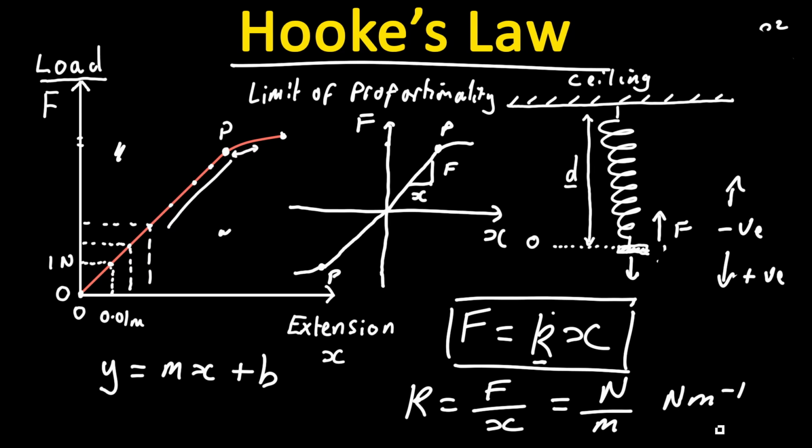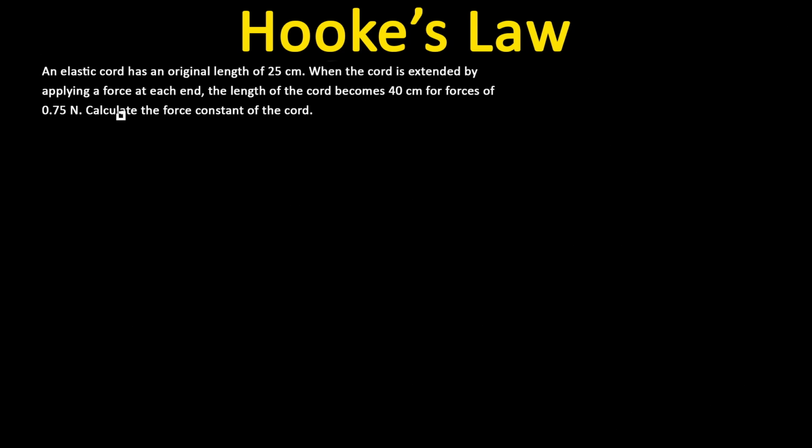So let's try a couple of questions. An elastic cord has a length of 25 centimeters. When the cord is extended by applying a force at each end, the length of the cord becomes 40 centimeters when the force is 0.75 newtons. So our goal here is to calculate the force constant of the cord, or the spring constant.